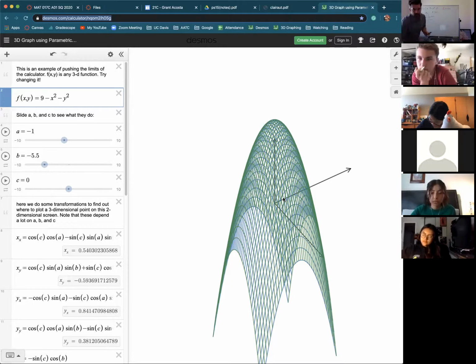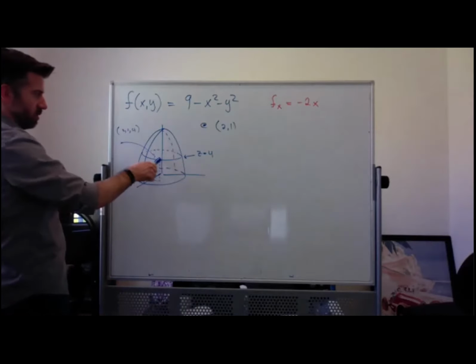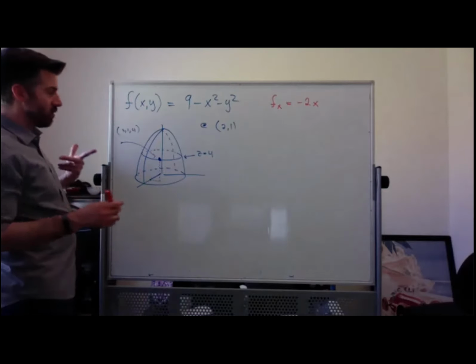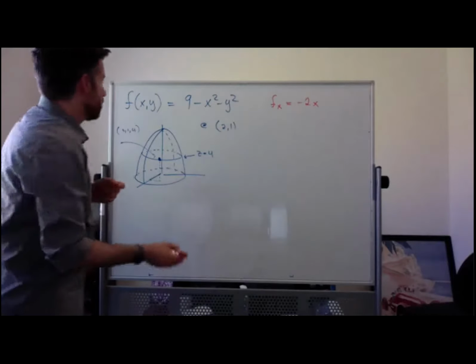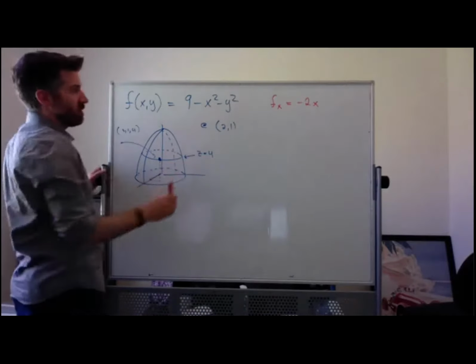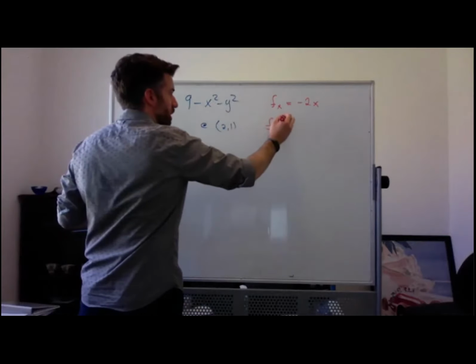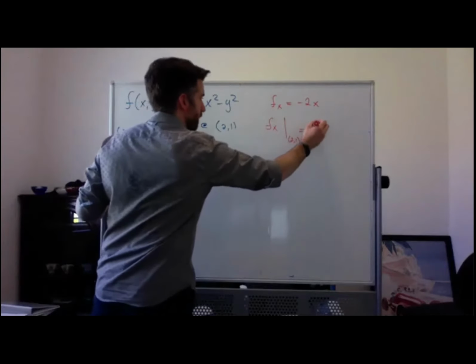Sorry, I'll stop sharing my screen for just a sec so you guys can see what I'm doing better. So there's z equal to 4, there's the point 2, 1, 4. And if we look in just the x direction, so that's moving towards you or away from you, my derivative in the x direction is negative 2x. And specifically, my derivative in the x direction at this point here is negative 4.